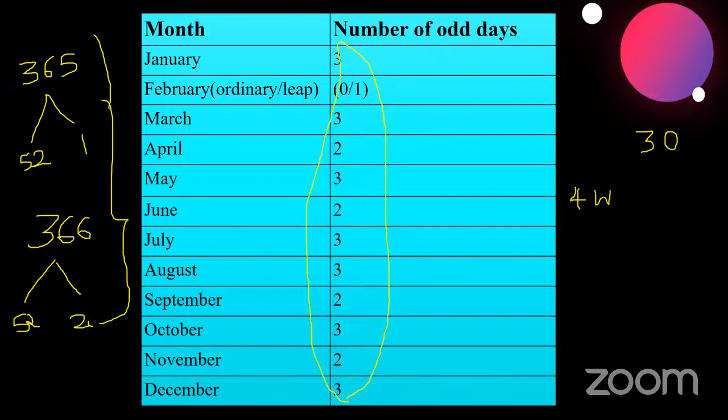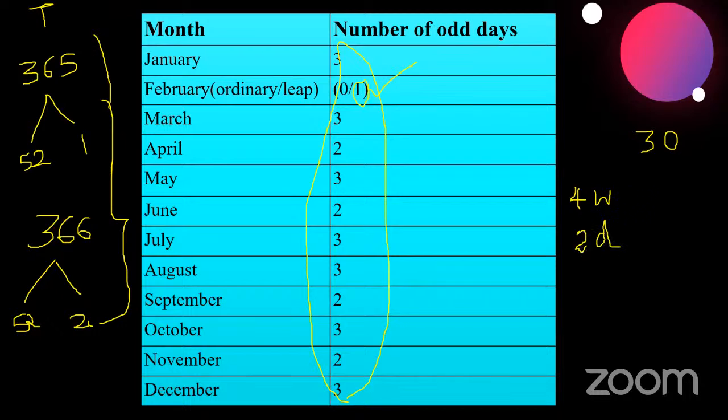Overall, how many days: 52 weeks and 1 odd day. Now we have to calculate the total number of days using the months, and how many odd days there are in each month. If we consider a leap year, we got 4 weeks and 2 odd days, right? 2 days, right?